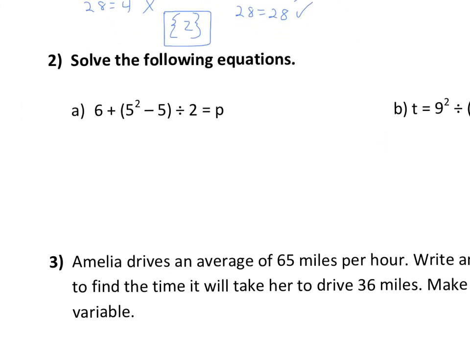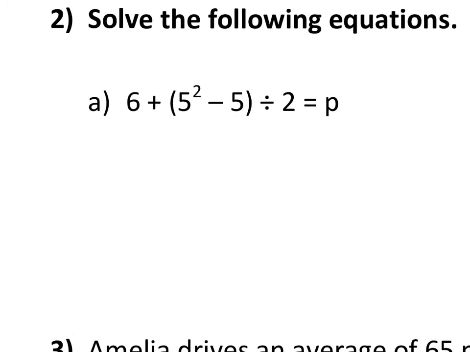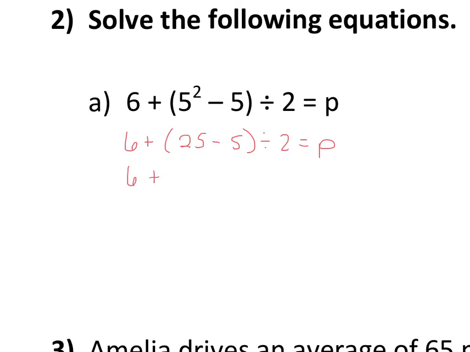Okay, it says solve the following equations. All right, so now really, guys, this is just going to be a review of order of operations, okay? So I'm going to start by doing my exponent first. So 6 plus 5 squared is 25, minus 5, divide by 2. Okay, so still working inside my parentheses there. I'm now going to have 20. 25 minus 5 is 20. Divide by 2 equals P.